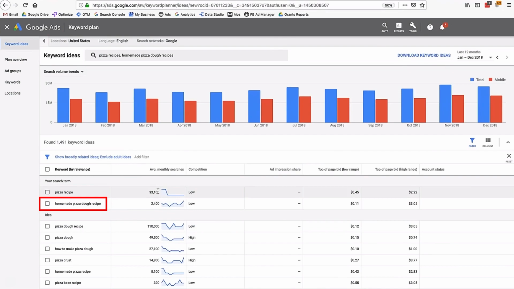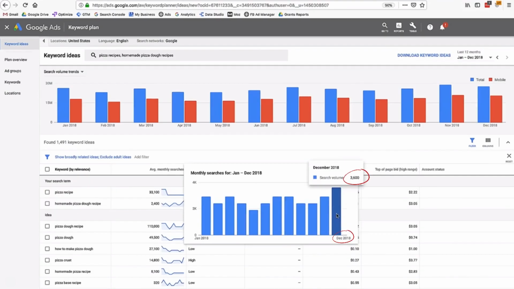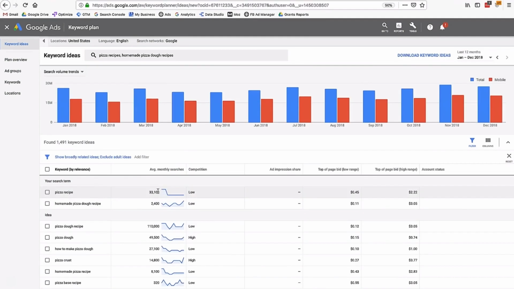Now let's consider the long-tail keyword homemade pizza dough recipe and its close variant homemade pizza dough recipes. The average search volume for this keyword over the past 12 months is 2,400, as provided by the Keyword Planner. This lower number reflects the more specific and niche nature of the long-tail keyword compared to the broader short-tail keyword pizza recipe. There was an increase in volume to 3,600 in December, while in May it reached 1,900 for the long-tail keyword homemade pizza dough recipe. This indicates some fluctuations in search volume over recent months, although the average remains around 2,400.